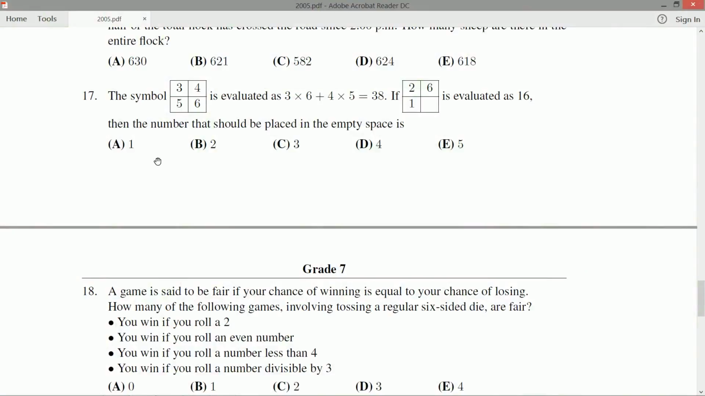So question 17. We've got these numbers in a box, a square grid, I guess. 3, 4, 5, 6 is evaluated as 3 times 6, so the opposite corners, plus the other opposite corners multiplied together. And we get 18 plus 20, 38.